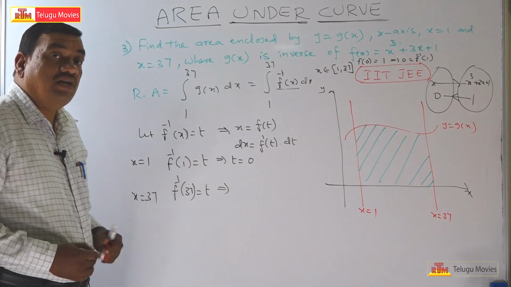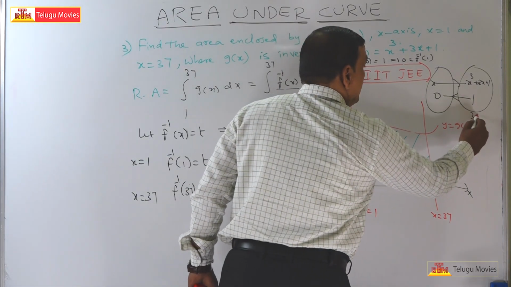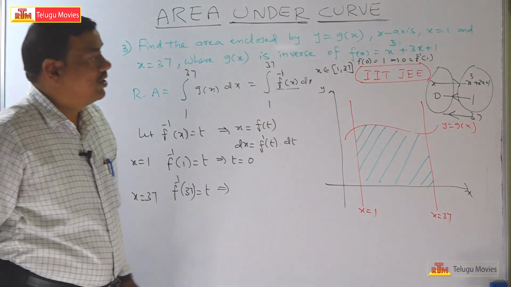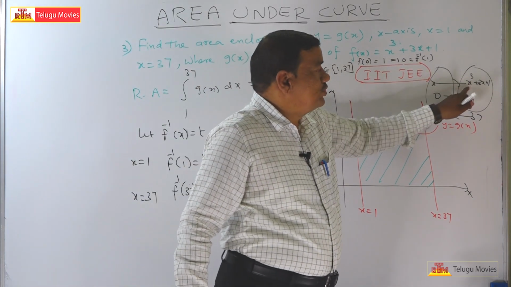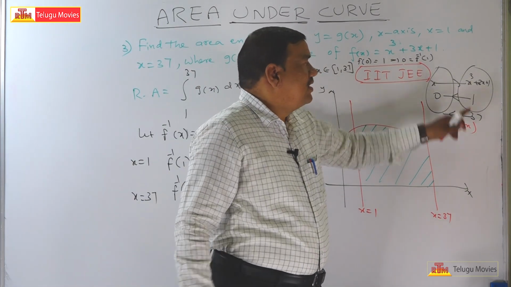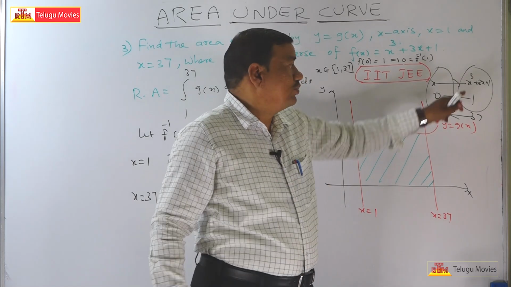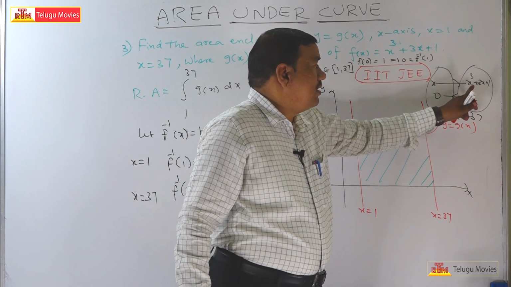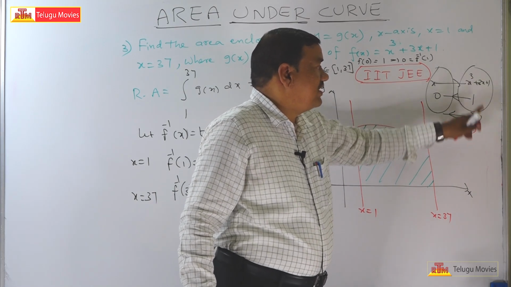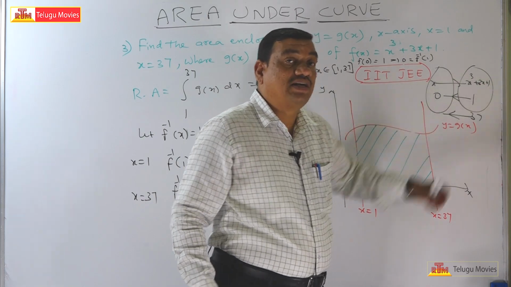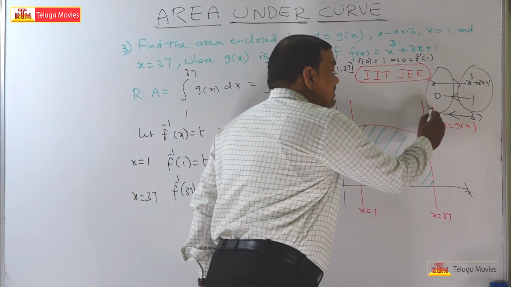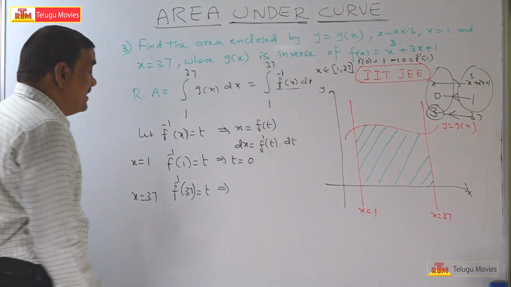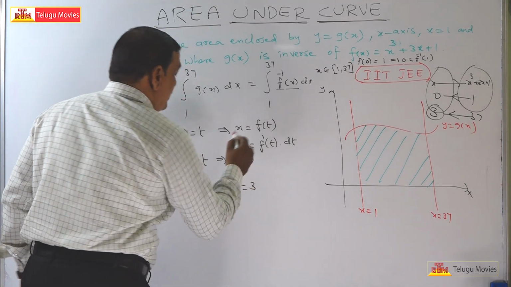Now f inverse of 37 means what? What is the pre-image of 37? Just by guess, what value do you have to substitute so that you get 37? Try x is equal to 1, 2, 3. Let's put x is equal to 3. 3 cube is 27, and 3x is 3 times 3, which is 9. 9 plus 1 is 10, and 27 plus 10 is 37. So the image of 3 is 37. That means t is equal to 3.